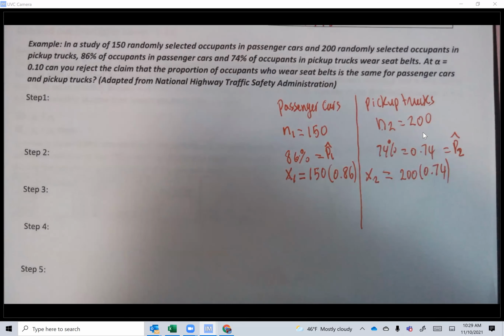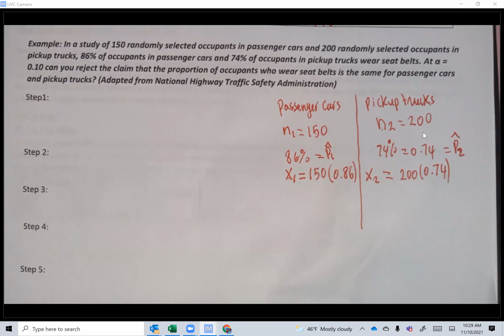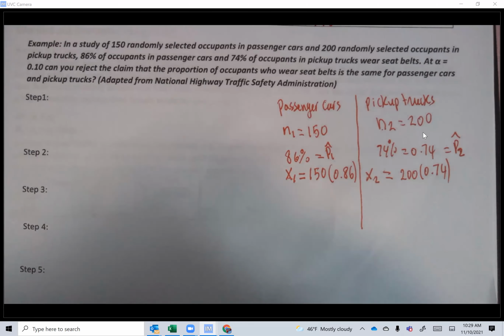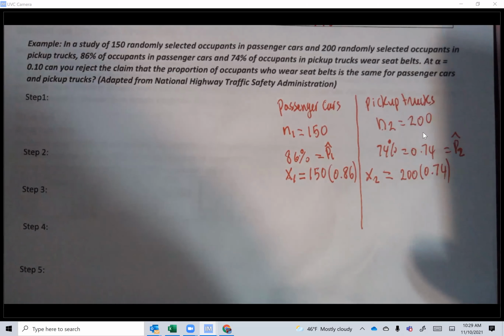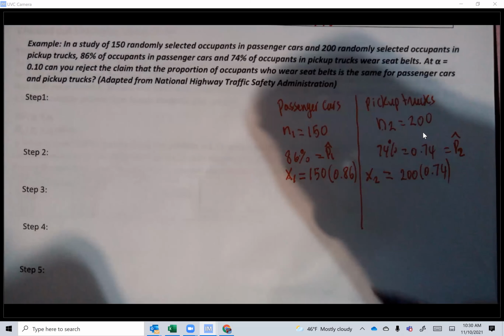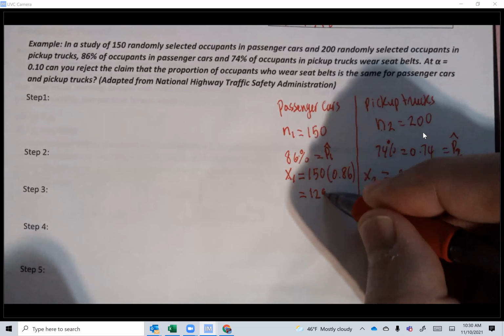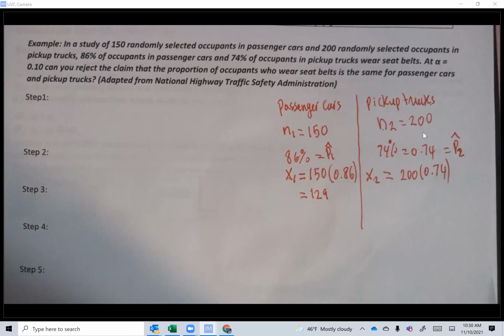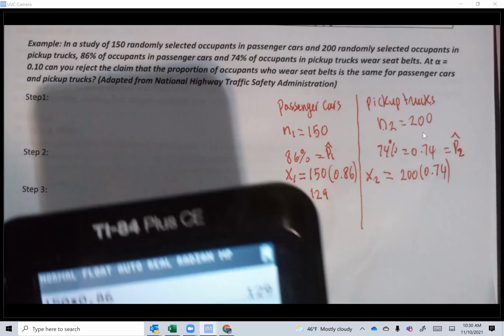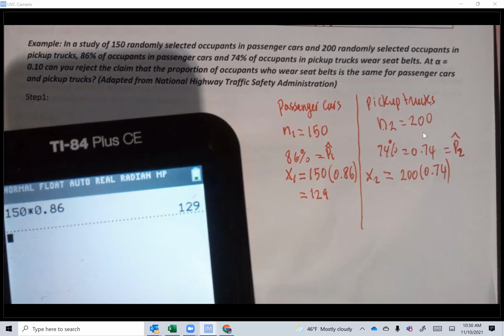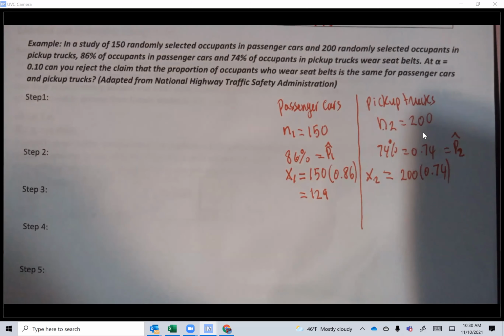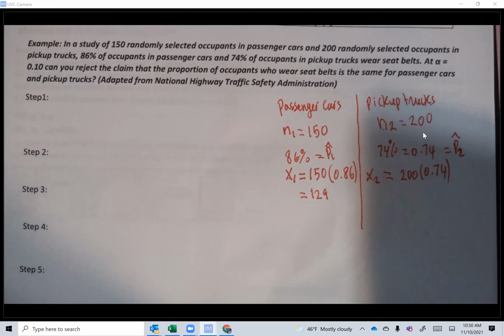Okay, let's see what the result is. So 150 times 0.86. You can do that with me. Sometimes he gives you X, other times he doesn't. This time I just didn't give you X directly. It would have been easier if I gave you X, but you will see in the next problem, probably we did give X. So that's 129. And for the second one, guys, 200, 148.